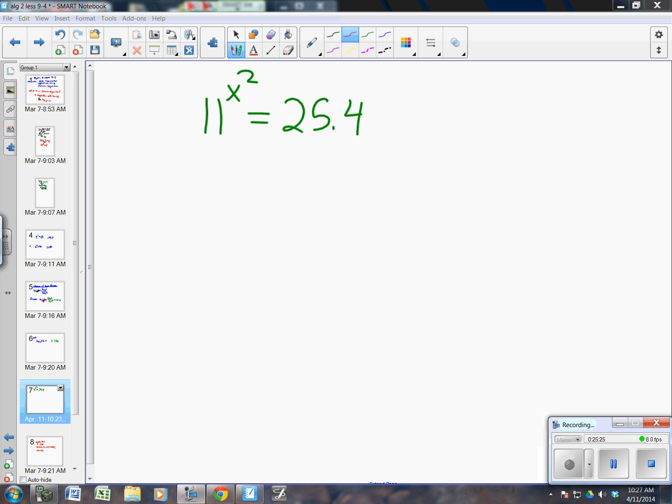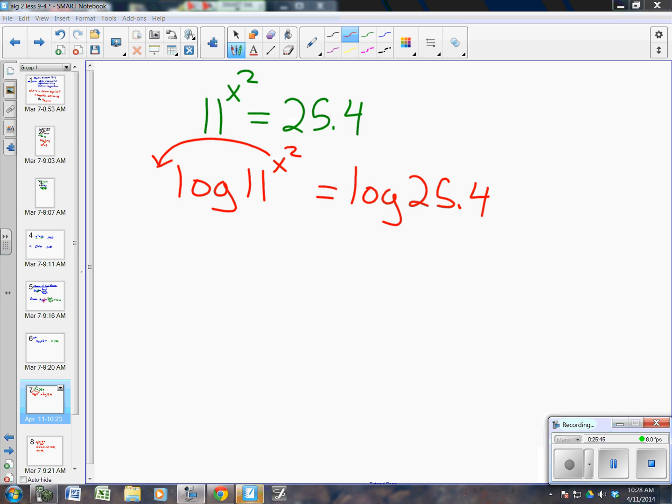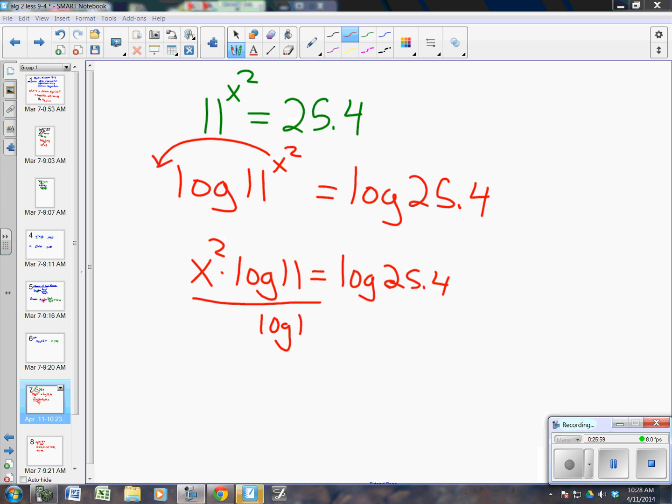Okay, looks like most of you had it. Some of you are stuck. Look, we do the same thing, you guys. We take the log of both sides. Remember, that's base 10 because that's what's in our calculator, right? We use the power property to move the x squared down in front. Right? Then we divide both sides by log 11.